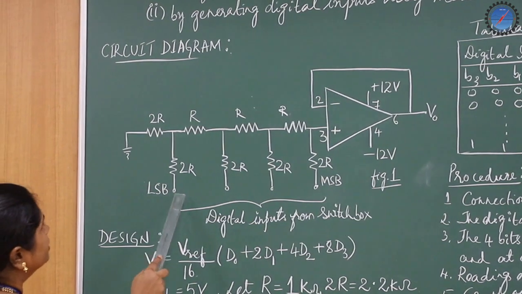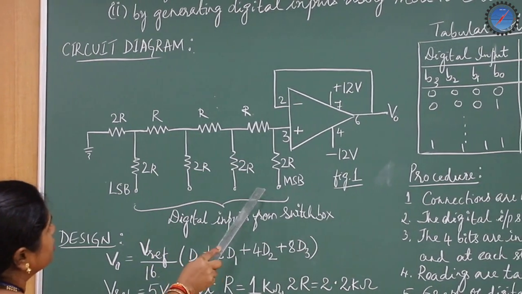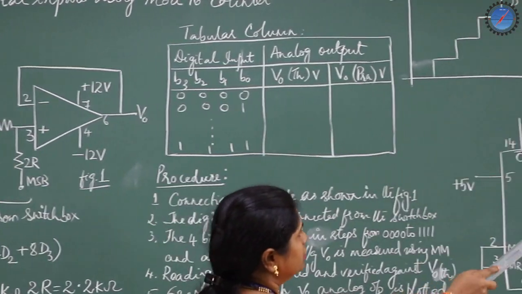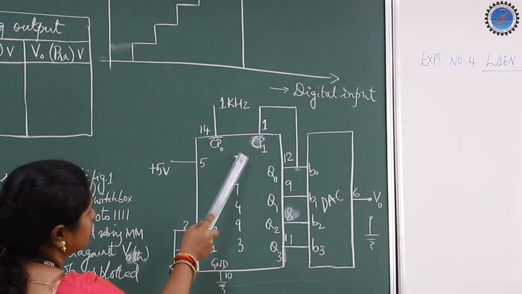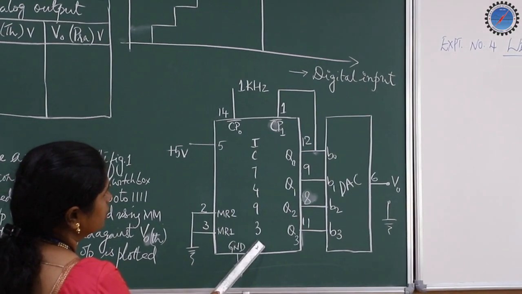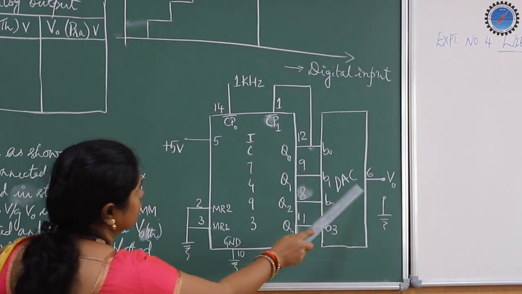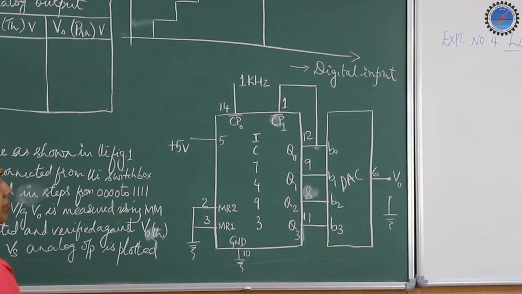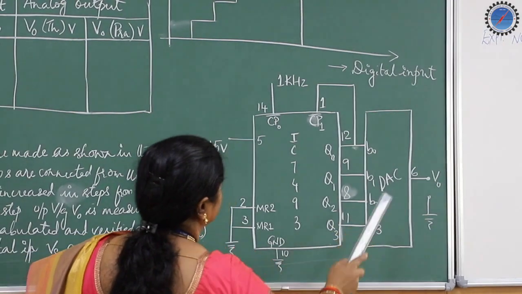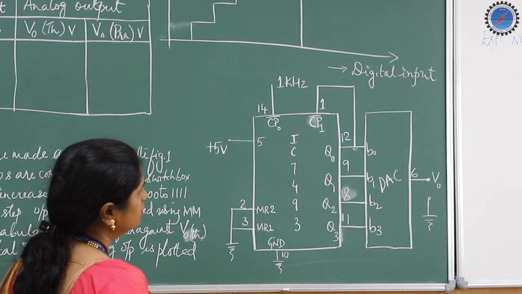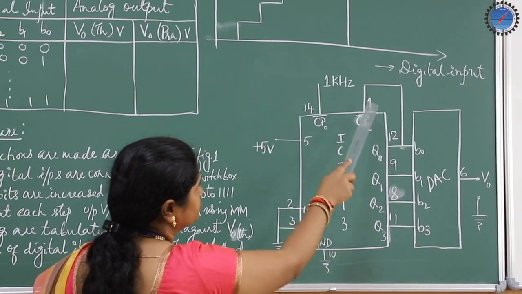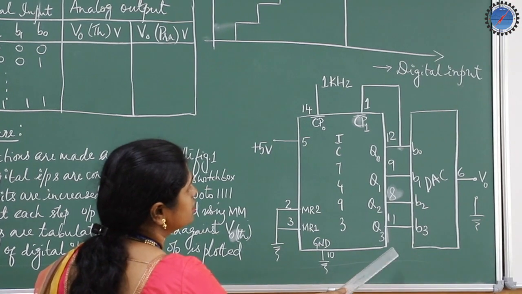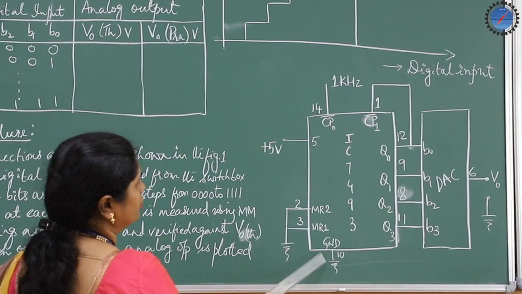So these binary inputs are connected to pins number 12, 9, 8 and 11 of the mod 16 counter IC. Then pin number 6 will go to the CRO. When you connect this, you can observe the staircase waveform on the digital oscilloscope. So this is the connection required for generating the staircase waveform.